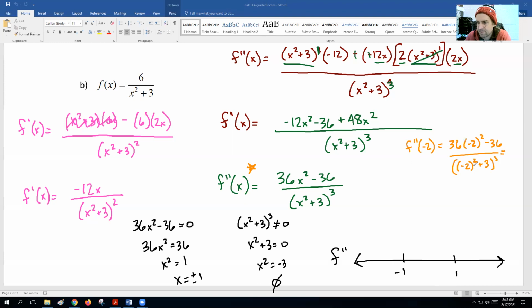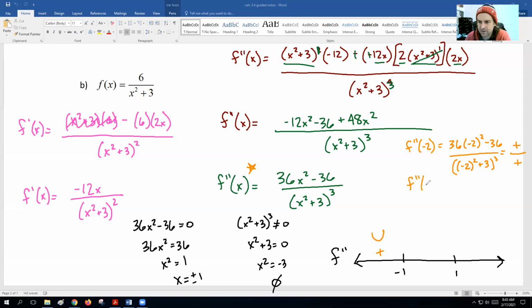Okay, so let's see. We don't really care exactly what the value is, just is the top positive and is the bottom positive? Positive divided by a positive is a positive. So negative 2 squared is a positive 4, plus 3 is 7, 7 cubed is some positive number. And on the top here, negative 2 squared is a positive 4, 4 times 36, and then minus 36 is still positive. Positive divided by a positive is positive. So everything less than negative 1 would be positive, meaning our graph should be curved up.